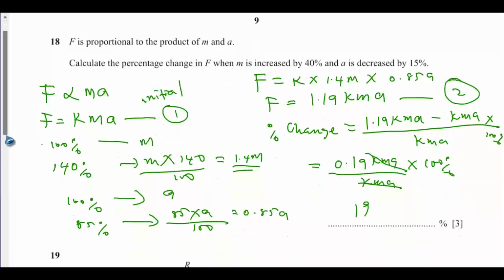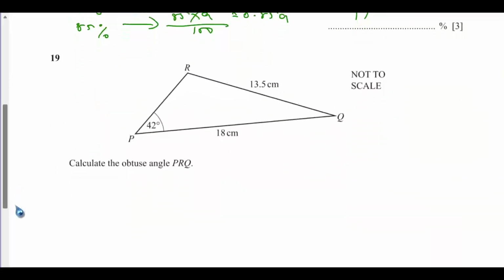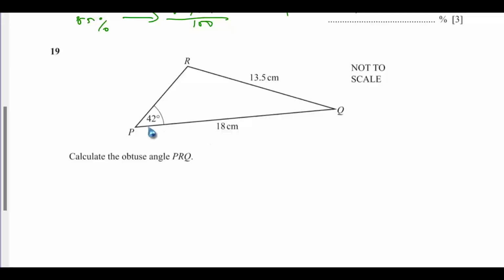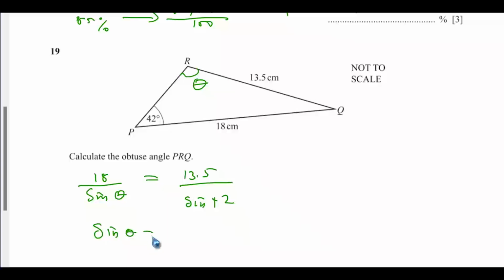That will be question 19. Calculate the obtuse angle PRQ. PRQ is an obtuse angle here. Okay, so we can denote this by theta. Using the sine rule, we can say that 18 over sine theta will be equal to 13.5 over sine 42. So if you cross multiply, sine theta will be equal to 18 multiplied by sine 42 divided by 13.5.